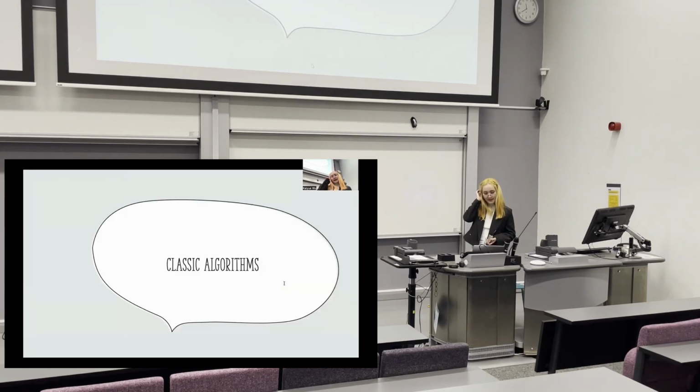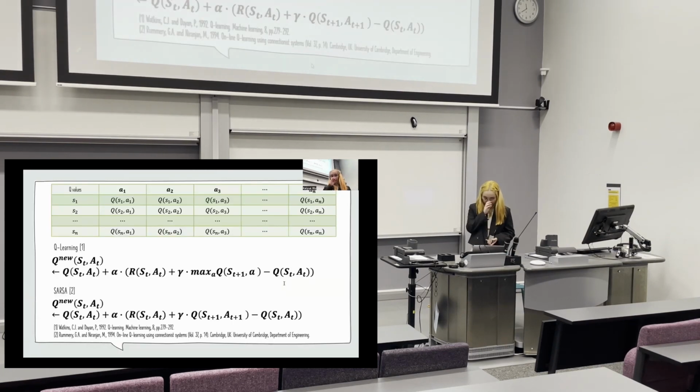Okay, so in the next section, we're going to look at a few classic reinforcement learning algorithms. Q-learning is the most classic and one of the first reinforcement learning algorithms. It maintains a Q table to keep track of all the Q values and it keeps updating the table till convergence according to its update rule.